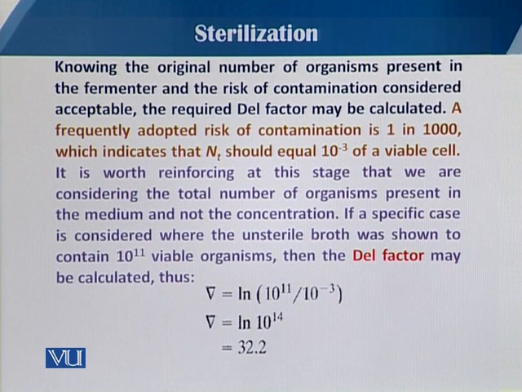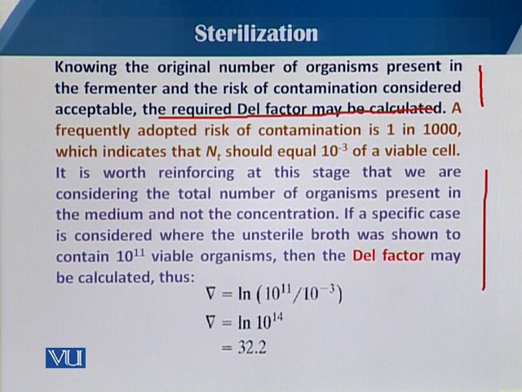Knowing the original number of organisms present in the fermenter, or the risk of contamination considered acceptable, the required del factor may be calculated. We have discussed the del factor in our previous module, and I told you at that time that we will discuss it in detail in a later module. If the adopted risk of contamination is 1 out of 1,000, this indicates that N should be equal to 10 raised to power minus 3 viable cells. It is worth reinforcing at this stage that we are considering the total number of organisms present in the medium and not the concentration of the organisms present in the medium.